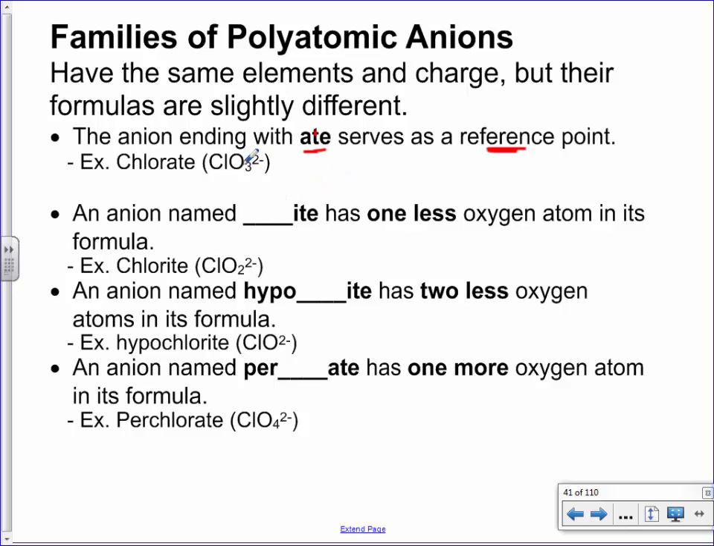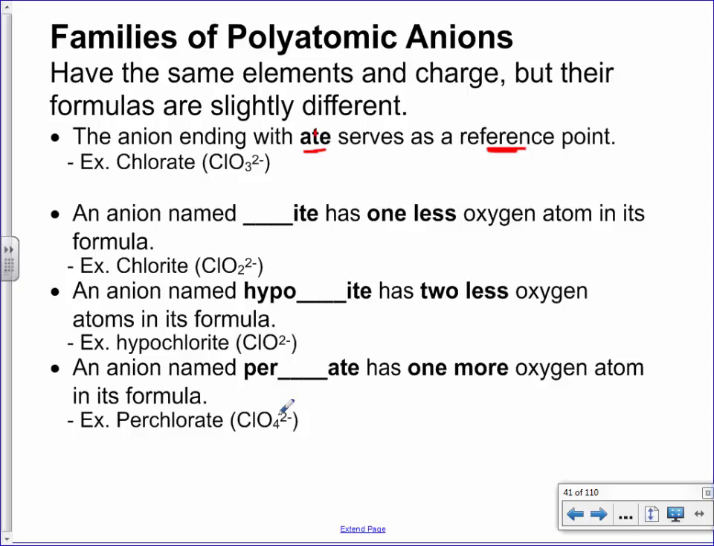It might have 3 oxygens. It might have 2 oxygens. It might have 1 oxygen. It might have 4 oxygens. I don't really care how many oxygens it has. But whatever it ends in ate, that's the reference point. If it has 1 more oxygen, it becomes a per something ate. Like say perchlorate, perbromate, perphosphate. Does that make sense? So the highest of all the oxygen is a per-ate.